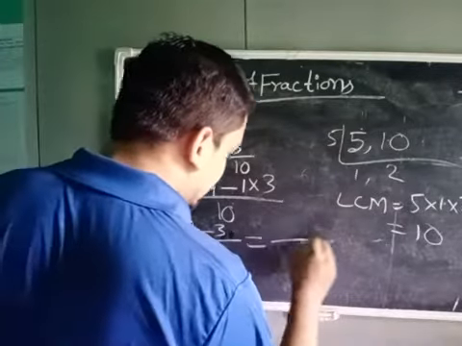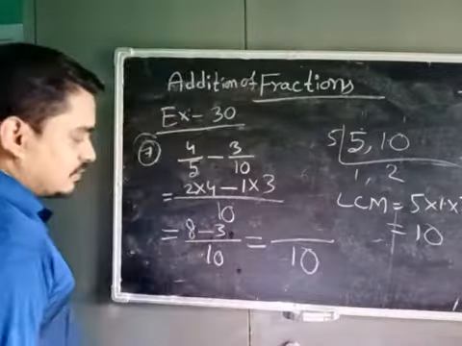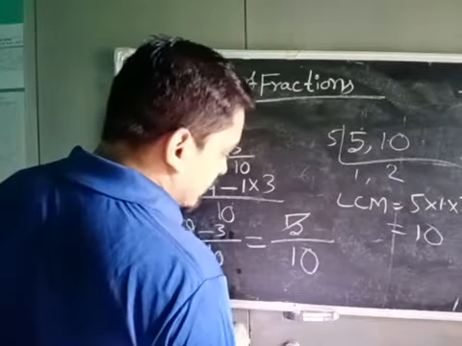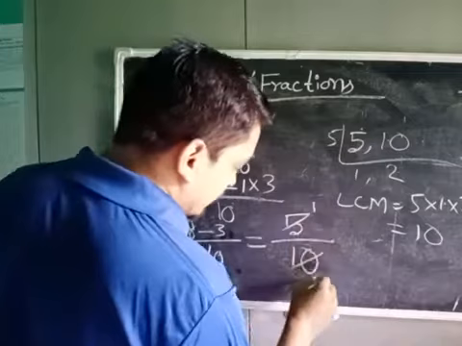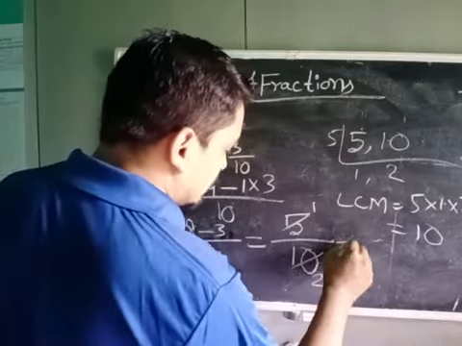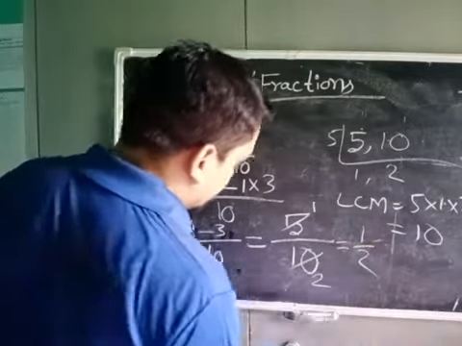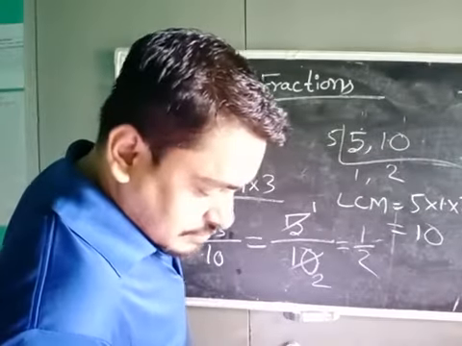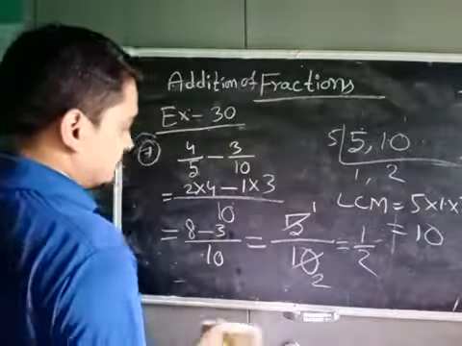So what will we get? 10, 8 minus 3, 5. So 5, if we cut, 5 1 is 5, 5 2 is 10. So what is our answer? 1 by 2. In this way you have to solve. All the questions can be solved in this way. Understand?